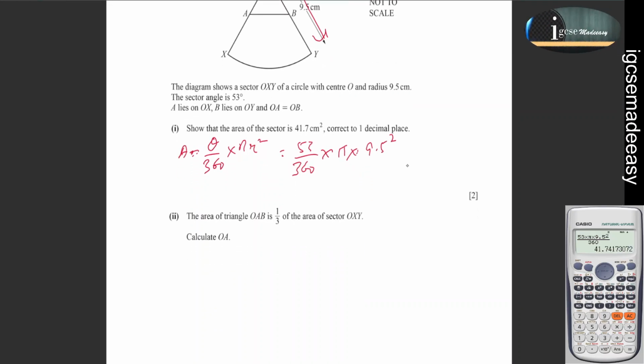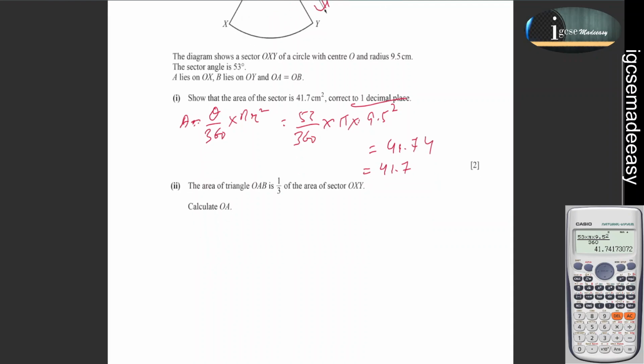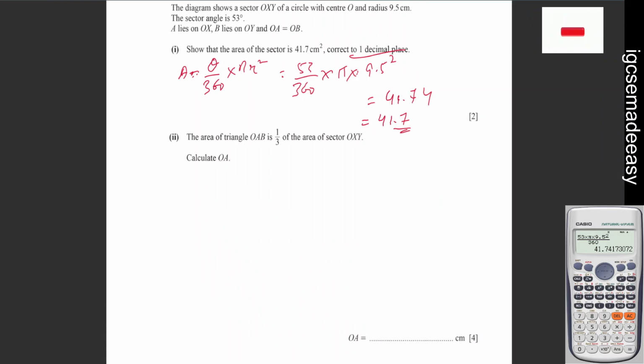So your area of the sector is 41.74. Also we have to provide the answer to one decimal place, that is given here. So we can write it as 41.7. This will be our final answer.